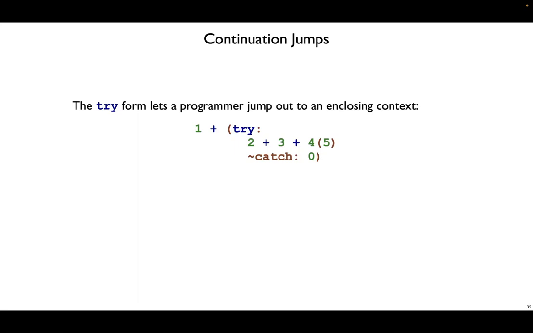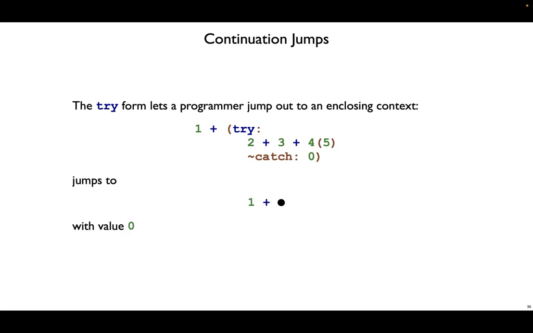Let's step back and talk about jumps. The try form that we just added is one way that a program can jump out to an enclosing context. So here in this try, when we go to evaluate the body expression, we're in the middle of an addition, 2 plus 3 plus, and then we have an error. So at that point with the error, we jump out to the catch handler, and then we resume the addition.